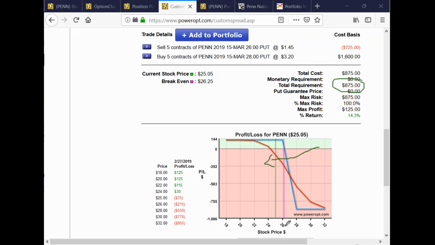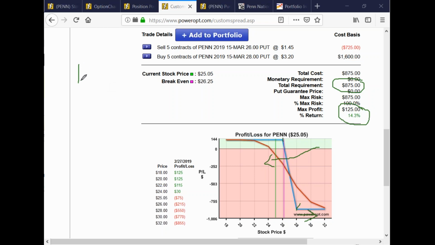I lower the maximum risk. The maximum risk is now if the stock goes above 28, I could lose 875. But if it stays below 26, I can sell to close the 28, buy to close the 26. I'll get about $2 back times the 5 contracts would be $1,000. So that's $125 profit, 14.3% return. I turned a bull's naked put into a bearish position on a stock that was moving against me. Okay, so that's another alternative.